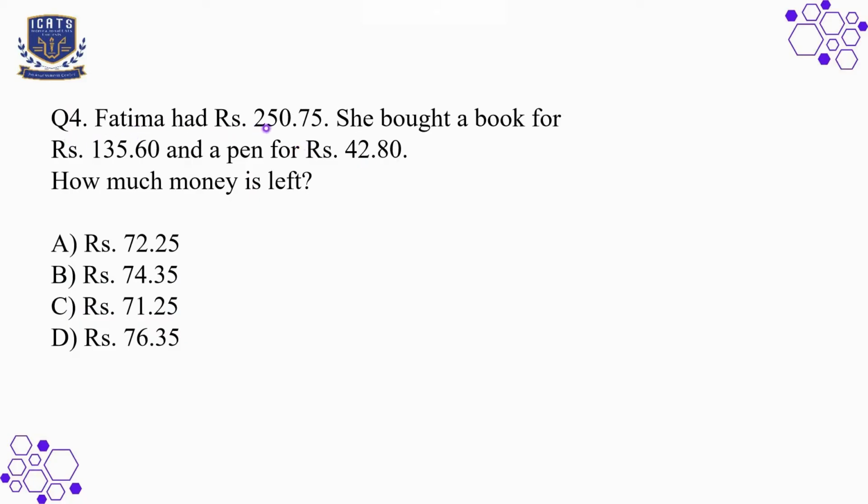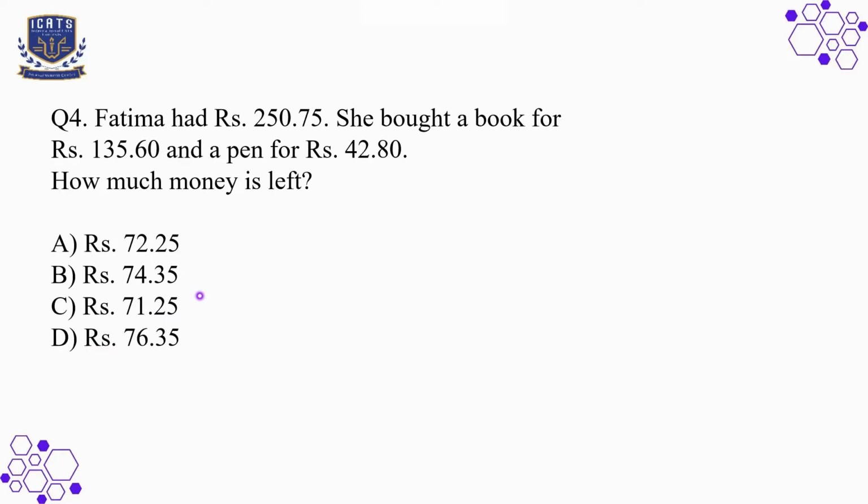Question number 4. Fatima had rupees 250.75. She bought a book for rupees 135.60 and a pen for rupees 42.80. How much money is left? Option A is rupees 72.25, option B is rupees 74.35, option C is rupees 71.25, and option D is rupees 76.35.